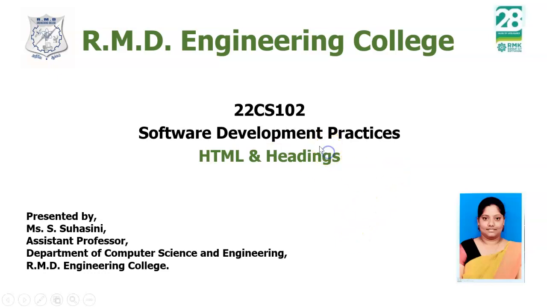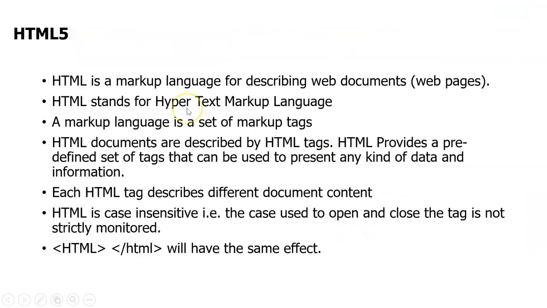So starting from what is HTML? HTML is a markup language. We say it is a scripting language also. So why do we go for HTML? HTML is used as a front-end language for the development of web pages. HTML stands for Hypertext Markup Language.